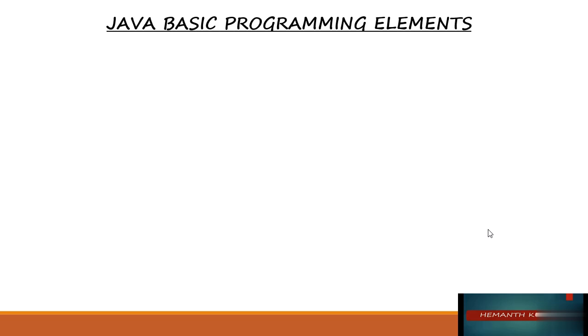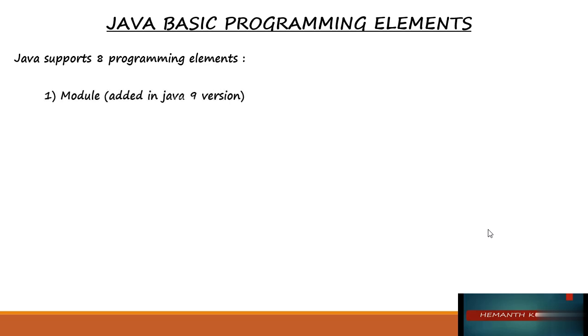Next we will discuss Java basic programming elements. What are the basic programming elements in Java? Java supports 8 programming elements. First one is module, which was added in Java 9. A module consists of some packages.